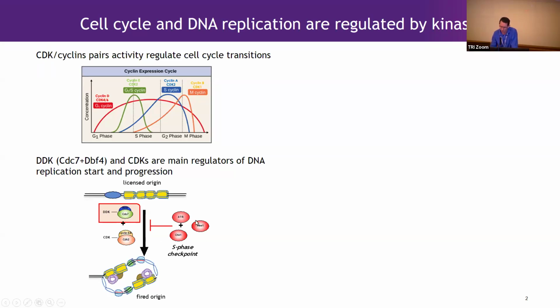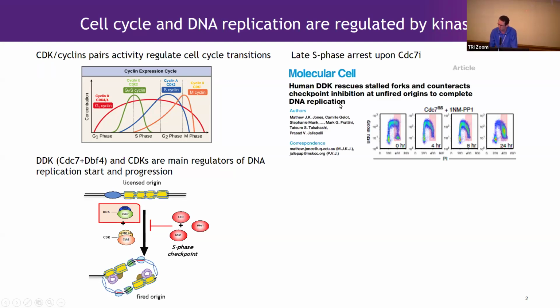Their activity can also be regulated by what we call the S phase checkpoint: ATR, CHEK1, and WEE1. They are kinases that inhibit this activity, and they act when we have replication stress or DNA damage responses. So what happens when we inhibit CDC7 in cells? Matthew did his postdoc in the US, at York University, and he investigated that.